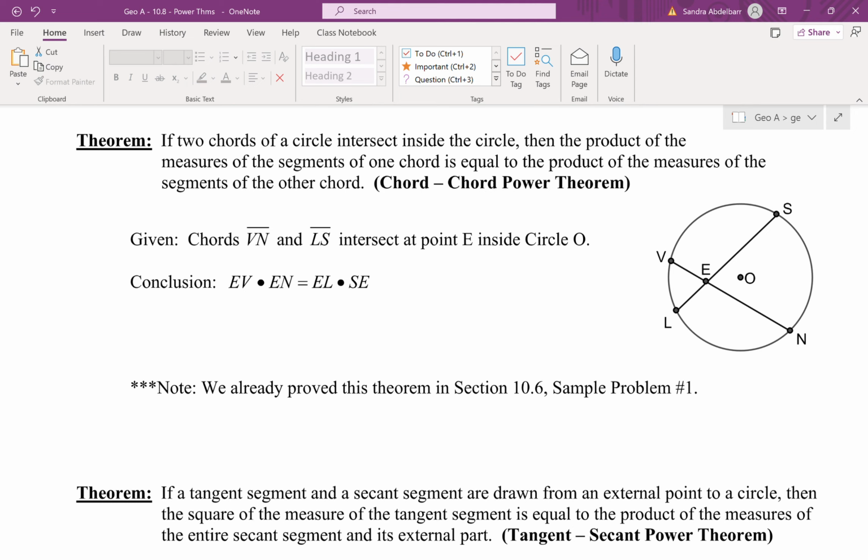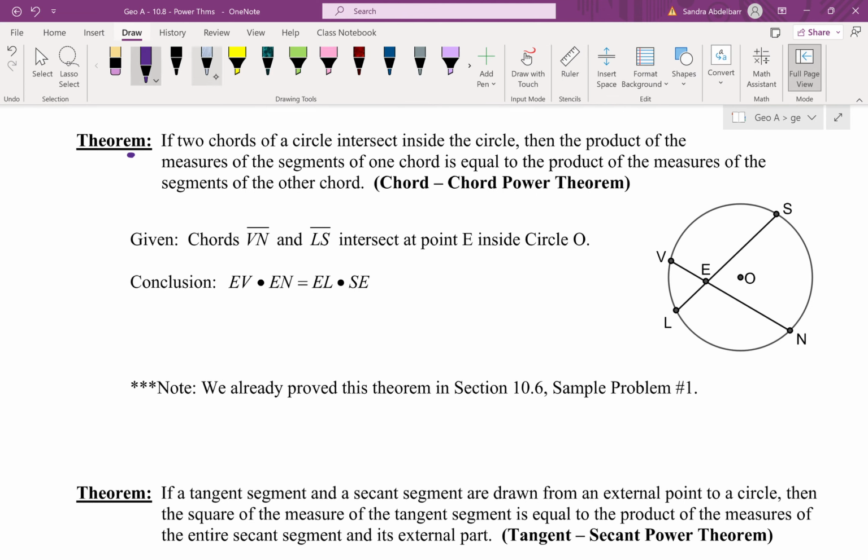And what that's basically saying, do we see how the chords intersect each other? Let me highlight. So do we see how VN and SL intersect each other? At what point do they intersect each other? At E. So E is splitting things. So what we're going to do is we're saying part one of the first segment. So let's say our first segment is the VN. The first part of that segment times the second part of that segment. So VE times EN is going to equal the first part of the purple segment or pink segment, whatever this is, times the second part of that segment. So part times part equals part times part.